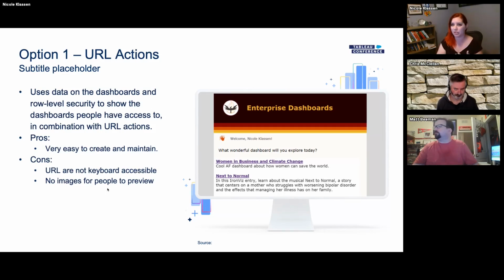So the first option that we went through was using URL actions. This uses the data on the dashboards and row level security to show just the dashboards that people have access to.